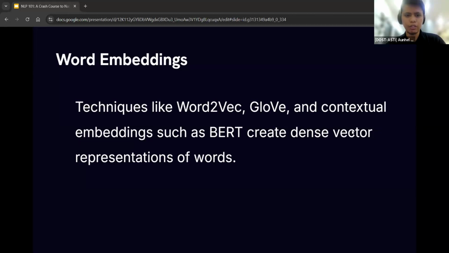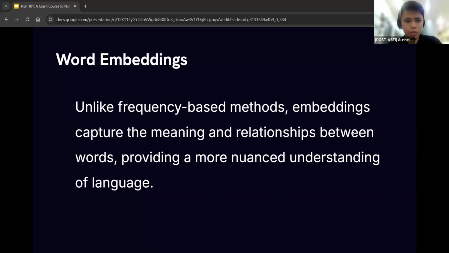So we have Word2Vec, GloVe, and contextual embeddings, such as BERT. Those are some examples. So we create dense vector representations of words. Basically, we represent them as something that captures the meaning and relationships between words. It's not just frequency based. We're converting the entirety of the context into a vector representation themselves.